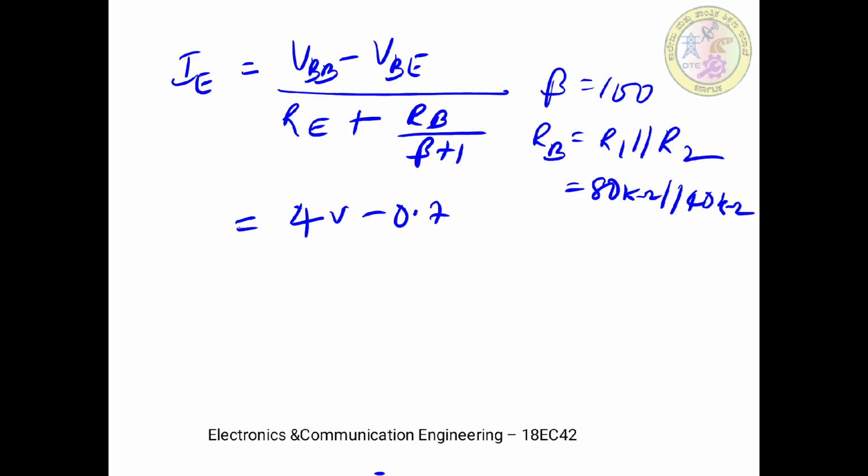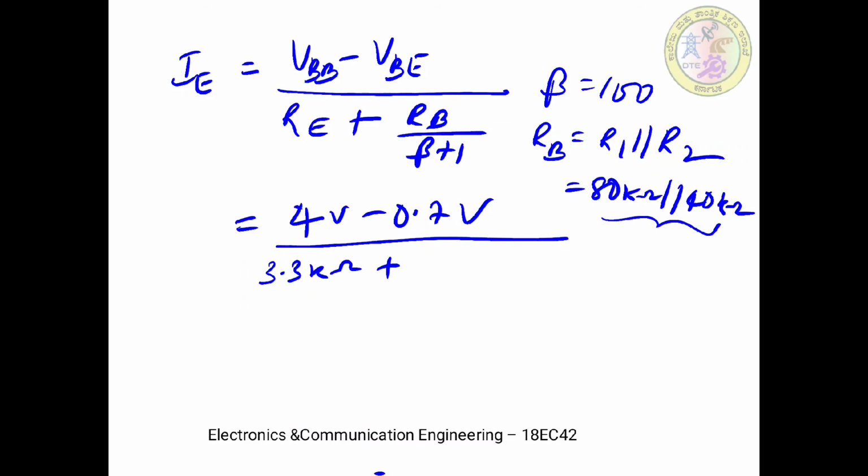So substituting all this, VBB will be equal to 4 volts minus VBE equal to 0.7 volt, divided by RE, just now calculated, that is 3.3 kilo ohms plus the RB value, which will be equal to 26.67 kilo ohms. You can just simplify and write 80 parallel with 40 kilo ohms divided by this 101. You are going to get it in kilo ohms.